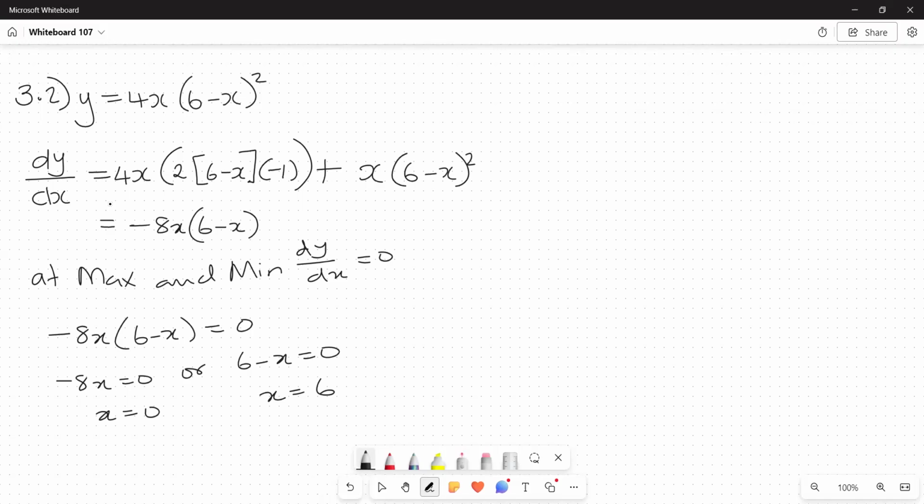Okay, we can simplify. We have minus 8x, then we have plus x, 6 minus x, and we can see x and 6 minus x is a common factor. So we take that out. So we take x and 6 minus x out. We are left with minus 8 here. So when we multiply this, we get minus 8x, 6 minus x. Then here the x has gone up, and then we're left with a 1, 6 minus x.